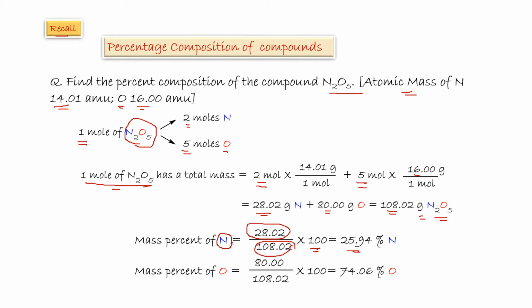Mass percent of oxygen will be 80 divided by the total mass 108.02 times 100, which will give you 74.06 percentage of oxygen.